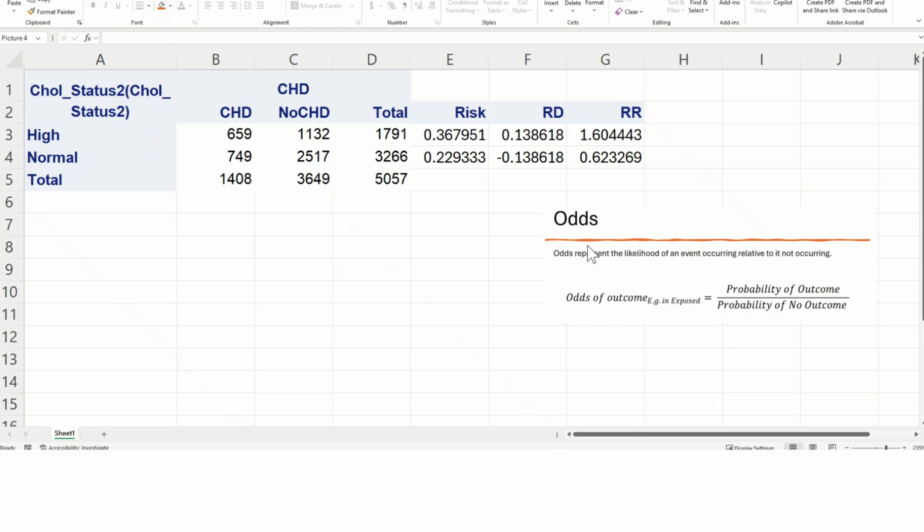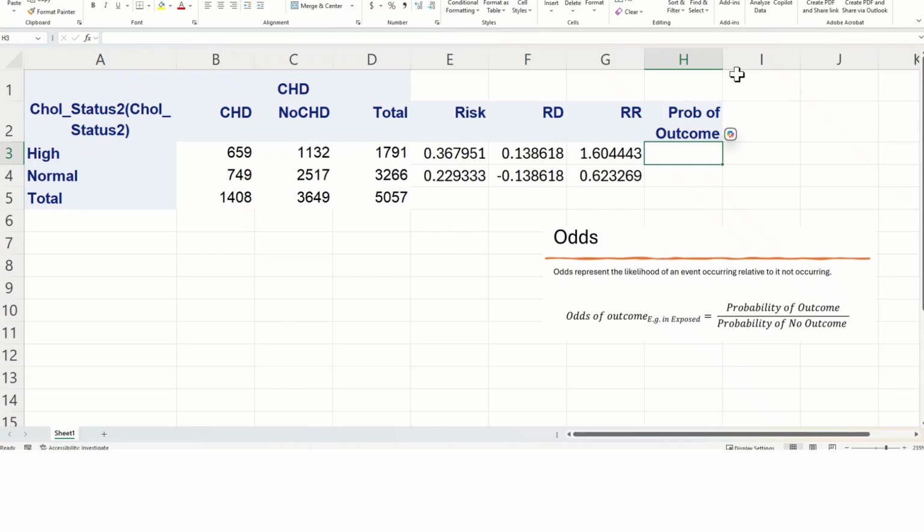Okay, so to calculate the odds ratio, we first have to calculate the odds, and to calculate the odds, we have to calculate the probability of outcome and probability of no outcome separately. The probability of outcome is the same as the risk, but let's calculate it one more time, and let's spell it out as probability of outcome.